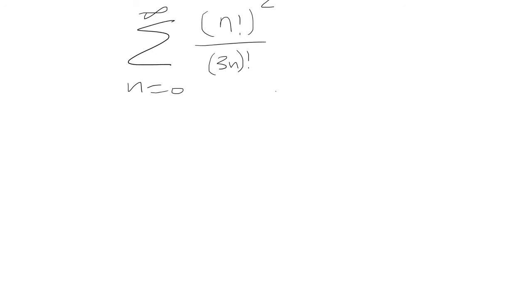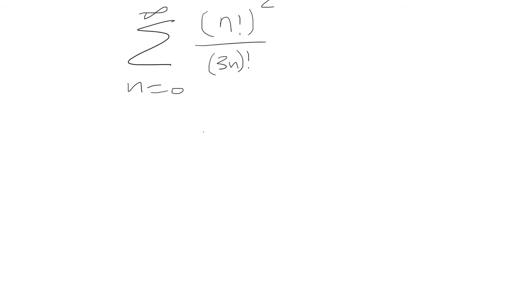We're given a sum from n equals 0 to infinity of (n factorial) squared over (3n) factorial. We want to see if this converges or diverges. This is an excellent problem for a root test, or the ratio test rather.